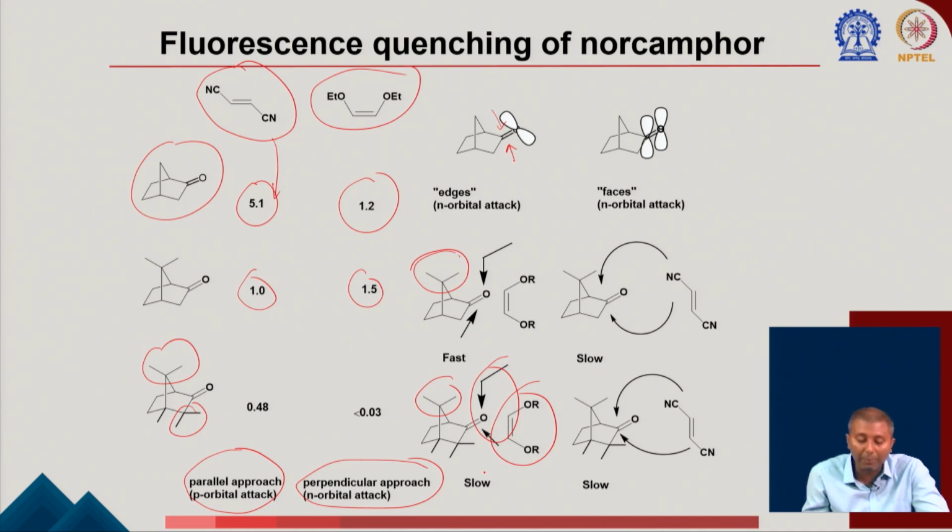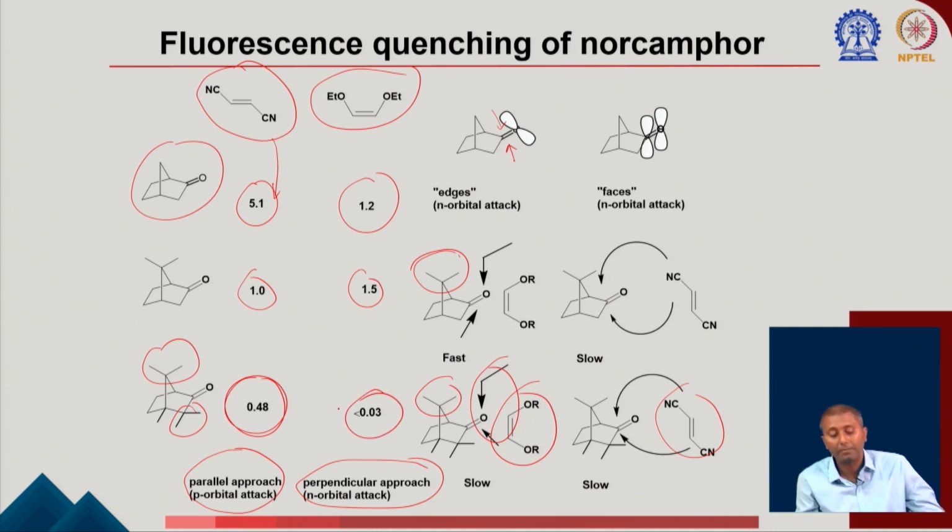Now the approach from the up and down does not get much effect here. So you will see this one still getting major, and this one is really minor. So you are seeing that once you bring the steric factor, the perpendicular approach gets affected much more compared to the parallel approach using the electron deficient olefin.